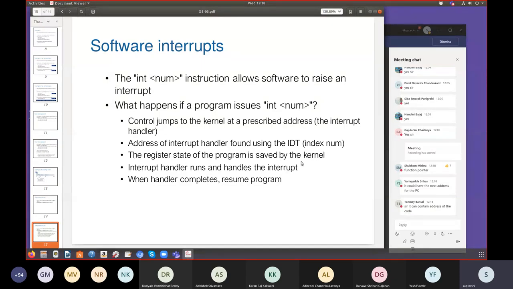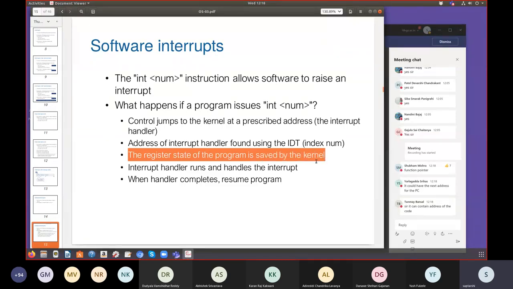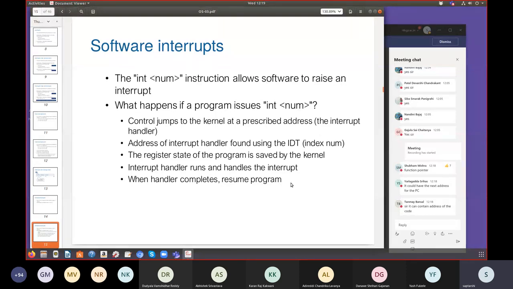Now, before even running that interrupt handler, something needs to be done. What is that? The program which was running till now needs to be saved, right? Because it has to be resumed later. So this is an important step. The register state of the current program, the program which was running till now, is saved by the kernel. So even before the interrupt handler starts running, the register state is saved by the kernel. Then the interrupt handler runs and handles the interrupt, and when the handler completes, the program which had raised this int instruction is resumed. Okay.